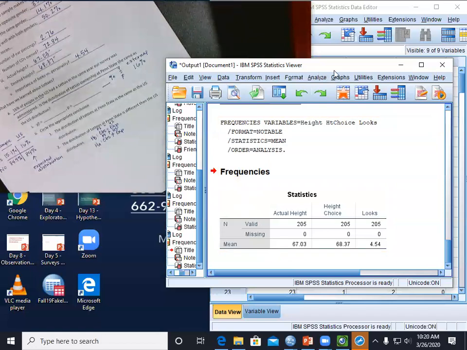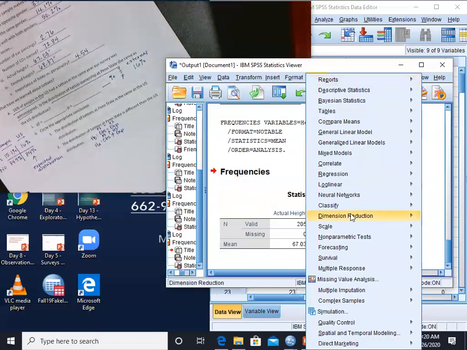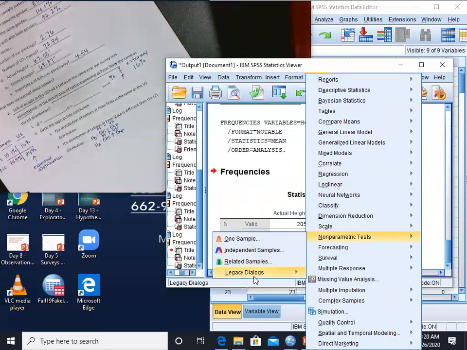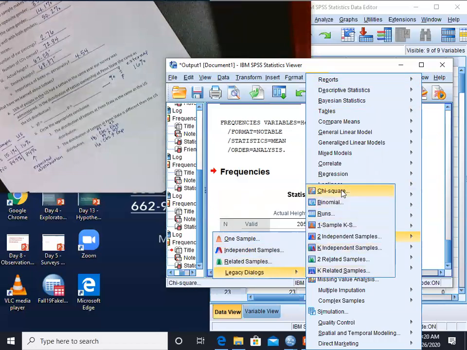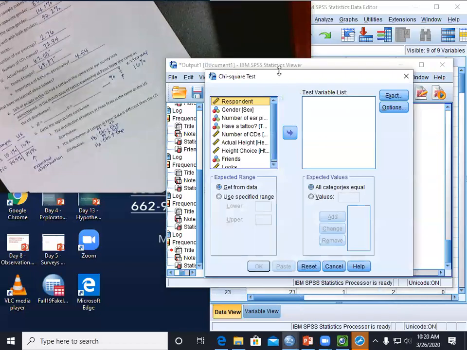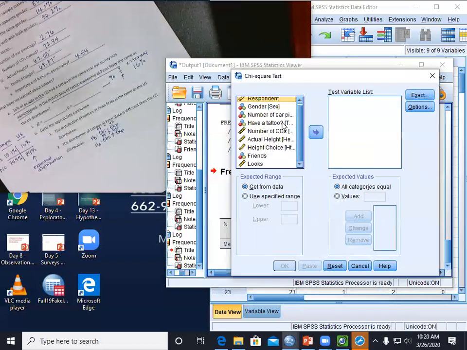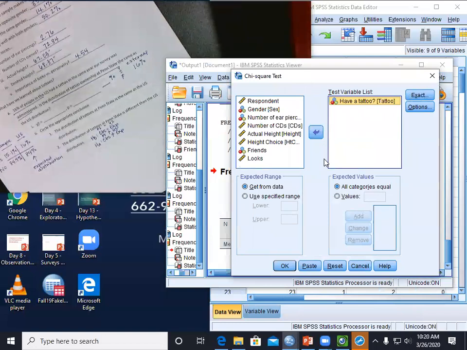Remember, the chi-square goodness of fit test is the one that's buried down in the menus. So we're going to go to Analyze, Non-Parametric Tests, Legacy Dialogues, chi-square. The test variable that we're interested in is how many people have a tattoo. In our expected values, the default is expecting a 50-50 distribution here. That is not what we expect. So we have to click on values.